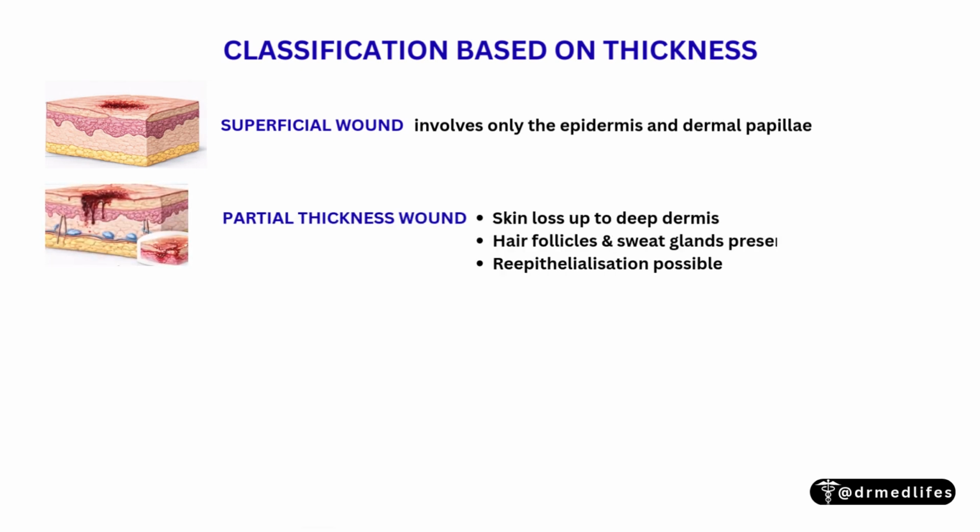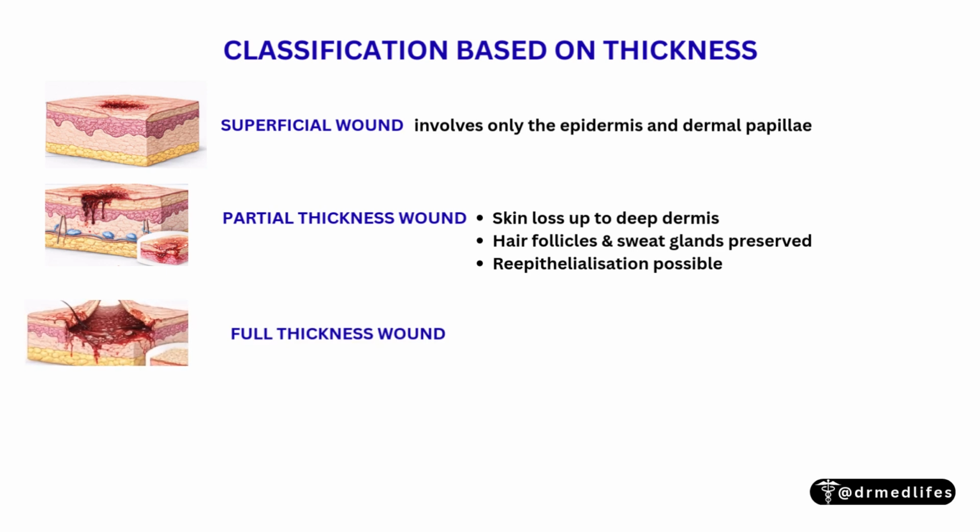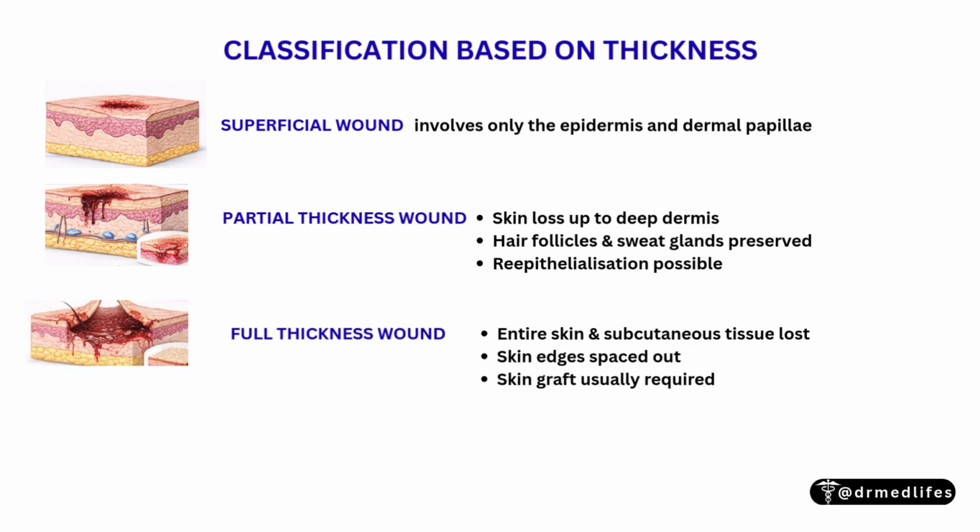It involves skin loss down to the deep dermis, but the deepest part of the dermis along with the hair follicle, shaft, and sweat glands are still preserved. And that's what enables reepithelialization. A full thickness wound means loss of the entire skin and subcutaneous tissue, causing the skin edges to space out. Skin grafting is usually required here.